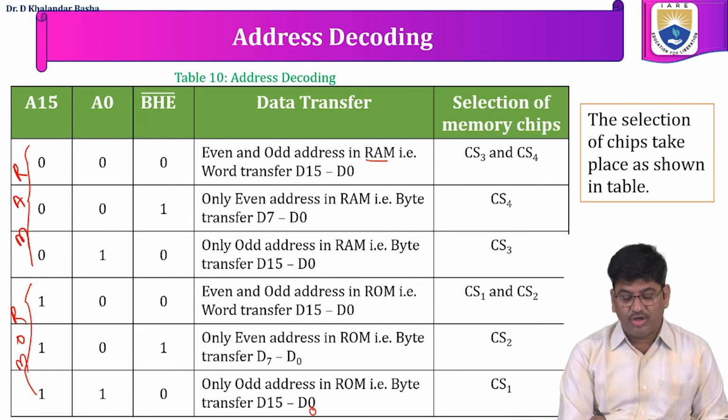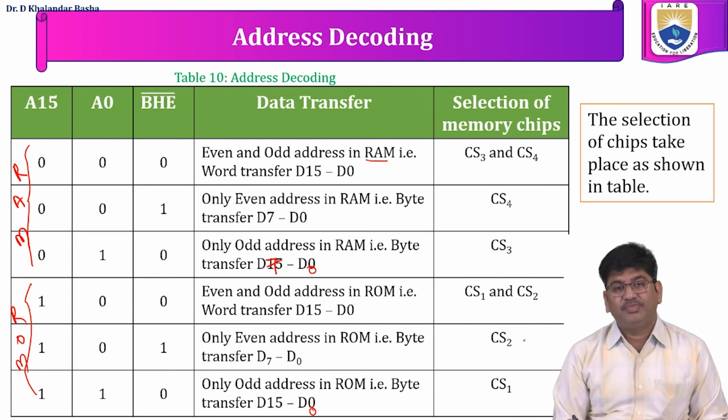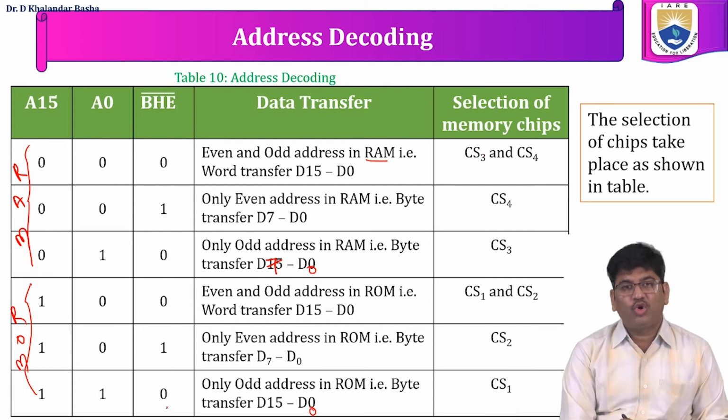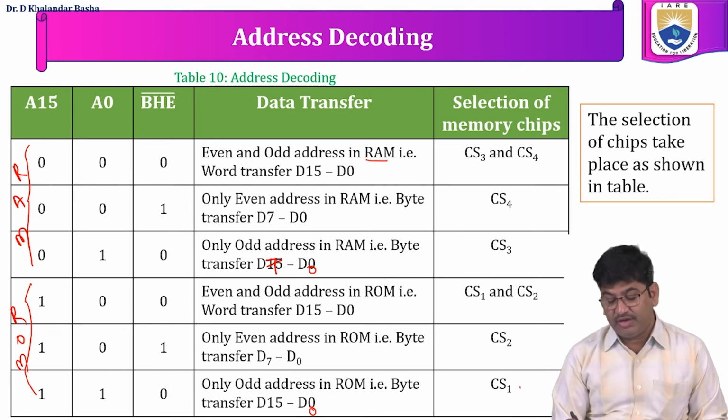so we are going to select the chip which is CS2. For the 110 combination, it is an 8-bit transfer from odd address which is on the upper lines, that is D8 to D15. Then we are going to select chip select 1.